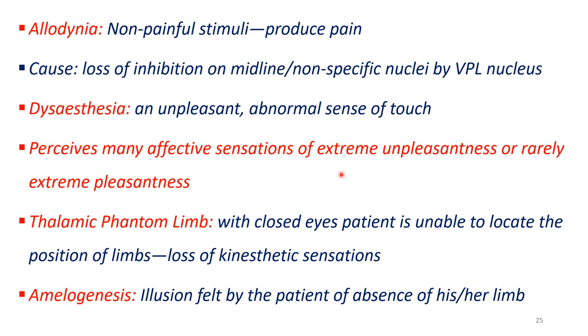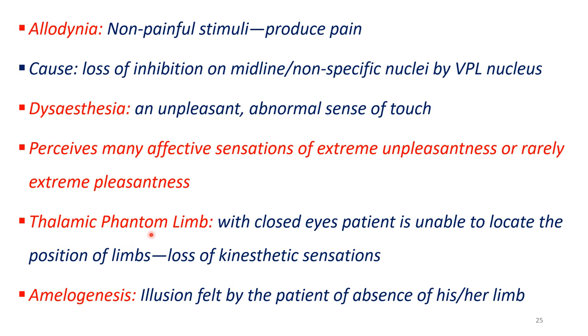Then another very important thing is thalamic phantom limb. What is this thalamic phantom limb? A patient is unable to locate the position of the limbs when the eyes are closed. We tell the patient to close his eyes and try to locate his limb. Normally, you can easily locate your limb because of the presence of kinesthetic sensations. But because of the loss of kinesthetic sensations, he is not able to locate his limb. This is known as phantom limb. He thinks that his limb is absent.